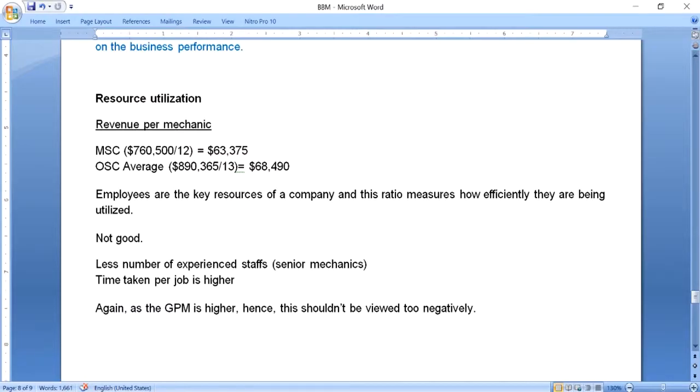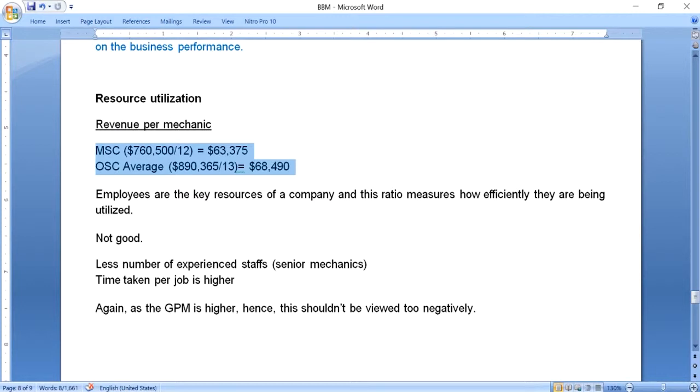So we can just calculate the revenue per mechanic. It's a very good indicator of how much revenue we are generating per employee. First of all, state the KPI, calculate the results, then state the reason for choosing that KPI, and then the performance. Obviously we can see the MSC performance is not that good.